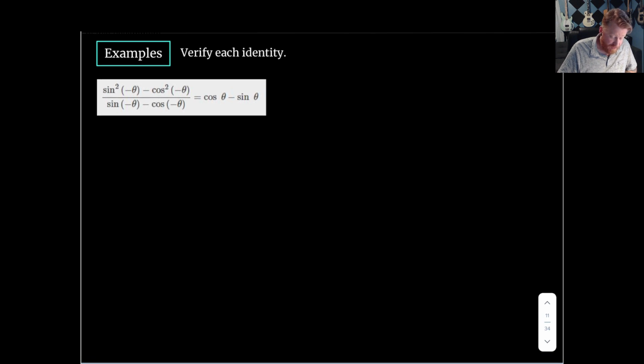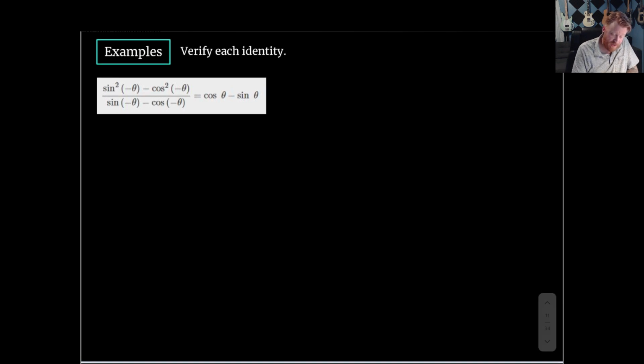All right, here we will verify this identity. I see, again, that there are some negative arguments here, but we need to be careful because there's also some squaring going on in terms of these sines and cosines. So we do need to be a little bit careful here.